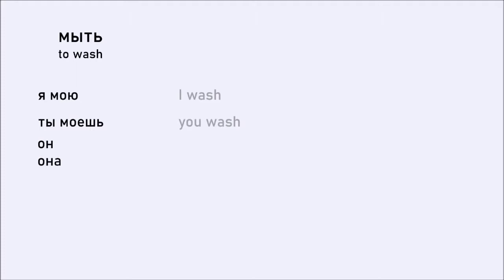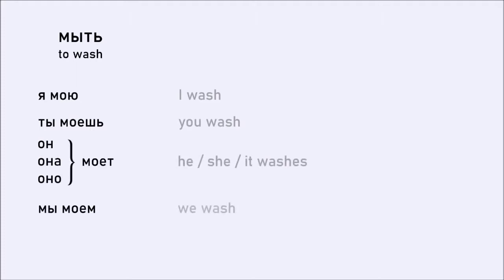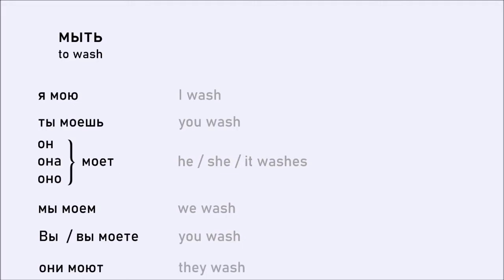So let's take the verb to wash in Russian, which is мыть. We conjugate it as follows. I'll start you off. Я мою, I wash. Now if you carry on. Ты моешь, он, она, оно моет, мы моем, вы моете, они моют. Okay, so this is to wash.